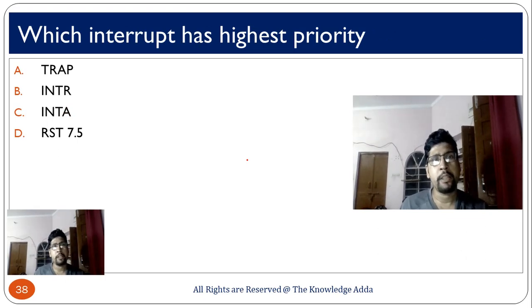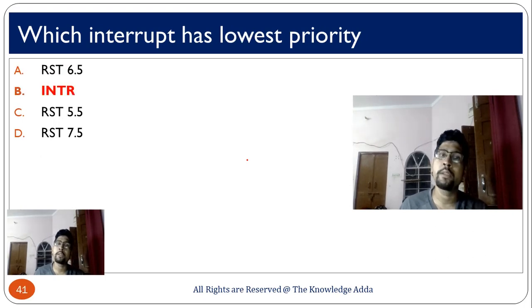Now which interrupt has the highest priority? In the 8085 microprocessor there are 7 interrupts. Among the 7 interrupts, TRAP has the highest priority and INTR has the lowest priority.